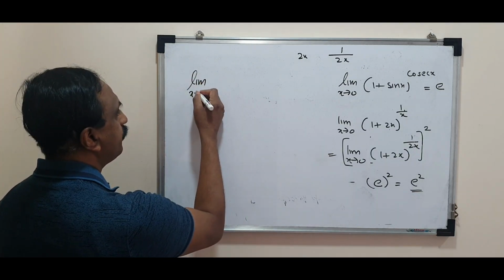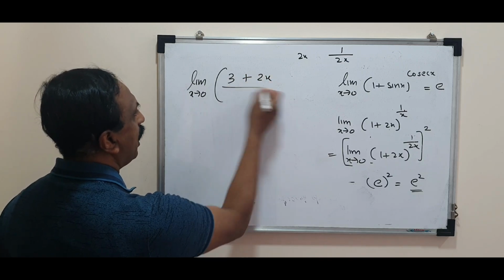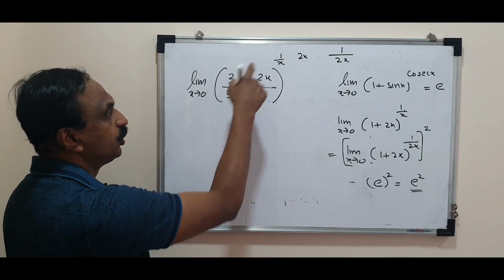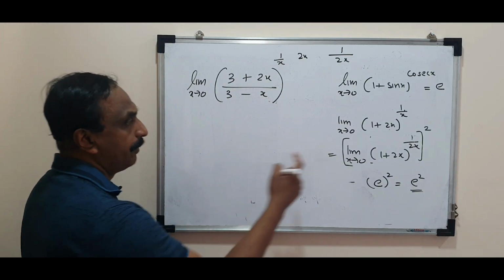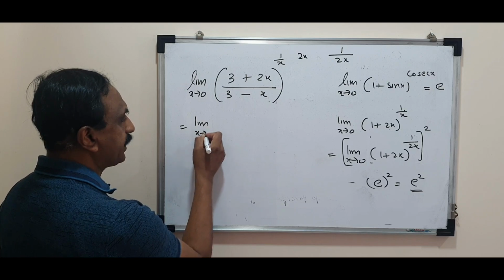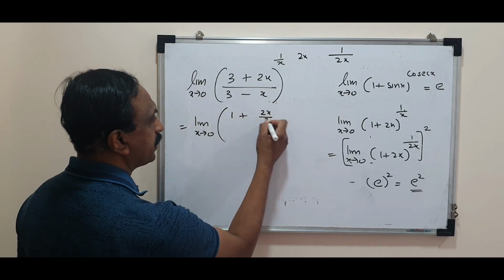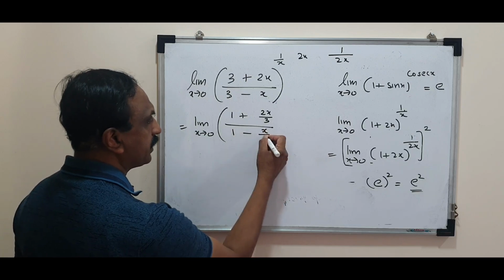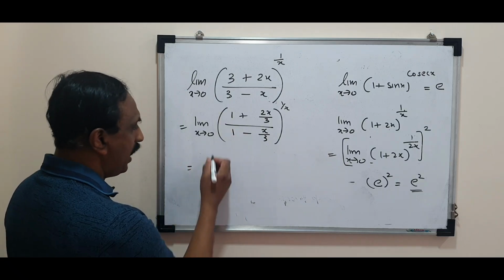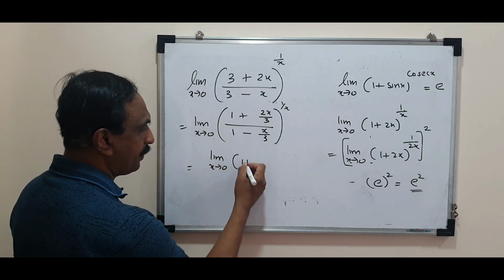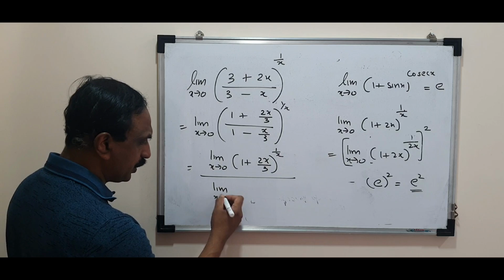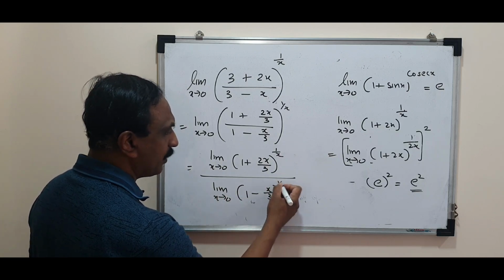Limit x tending to 0, (3 plus 2x upon 3 minus x) raised to 1 by x. Now what you'll notice is that the numerator also has a function, and the denominator also has a function. But the first term in the bracket should be 1. So to have the first term in the bracket as 1, I will divide numerator and denominator by 3. So (1 plus 2x by 3) divided by (1 minus x by 3). Every term I have divided by 3. Now I will separate the numerator: limit x tending to 0, (1 plus 2x by 3) raised to 1 by x, divided by limit x tending to 0, (1 minus x by 3) raised to 1 by x.